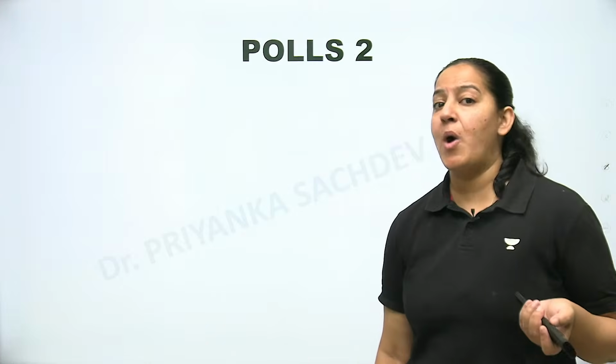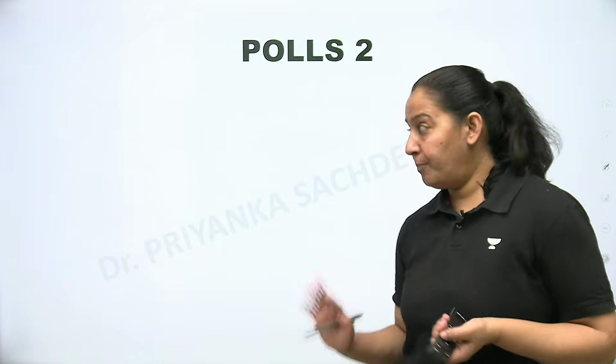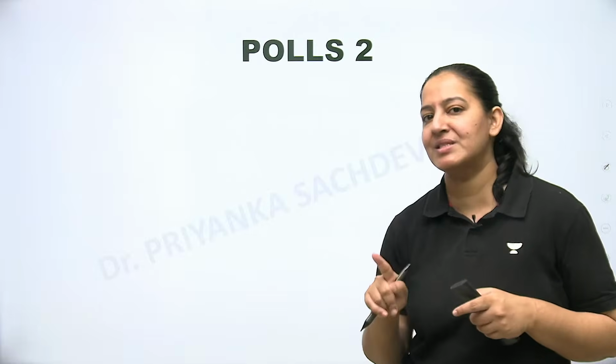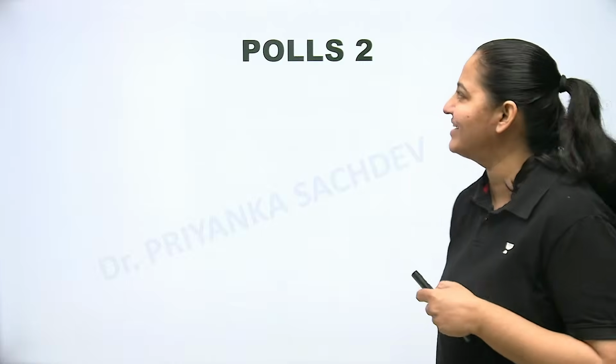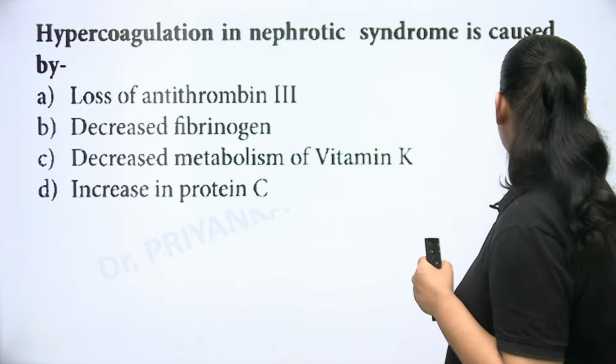I would like to ask a few questions based on nephritic and nephrotic. If your concepts are clear, please answer and write your answer in the chat box. I want to see who is the first and who is the correct, right? I want more things, accuracy and speed, right? So please don't rush. Read it, give it a thought and then tell me the correct answer.